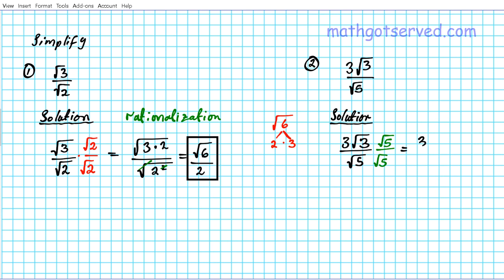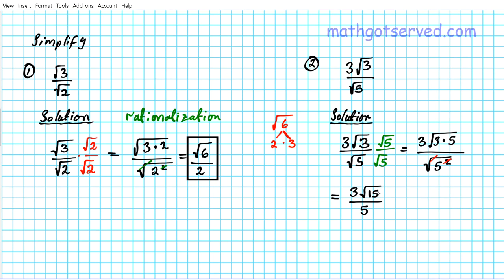Okay, so let's do this. So this becomes 3 times the square root of, you multiply the radicands, 3 times 5. The same applies to the denominator. It's going to be the square root of 5 times 5, or we can just write it as 5 squared. All right, and then this becomes 3 times the square root of 15 divided by the square root of 5 squared. These are inverses, so they take each other out, and you are left with 5.